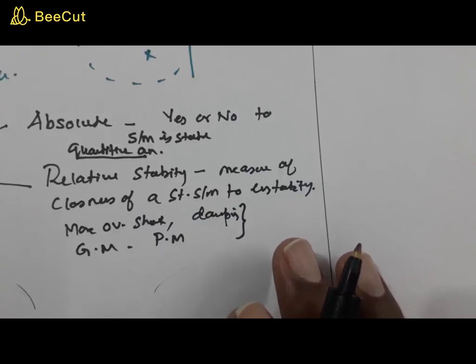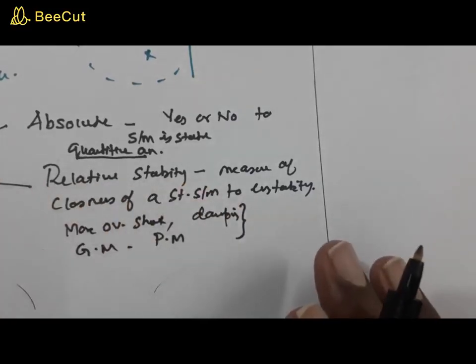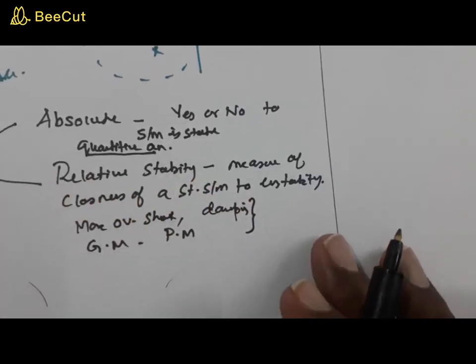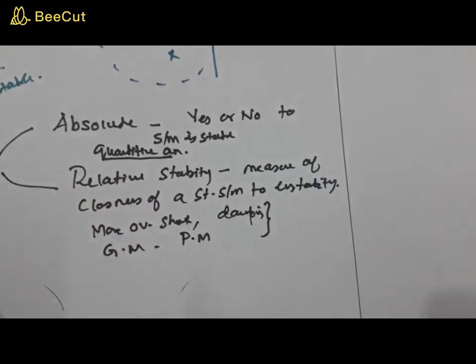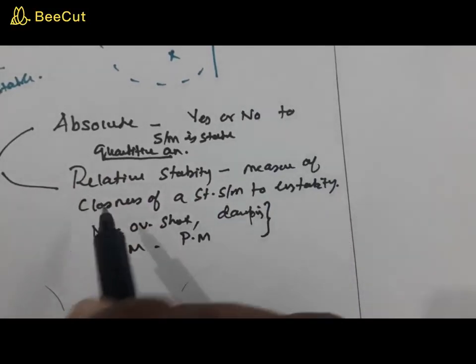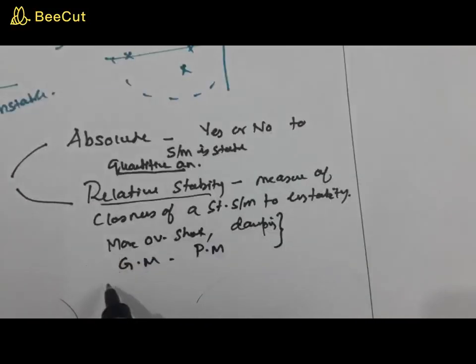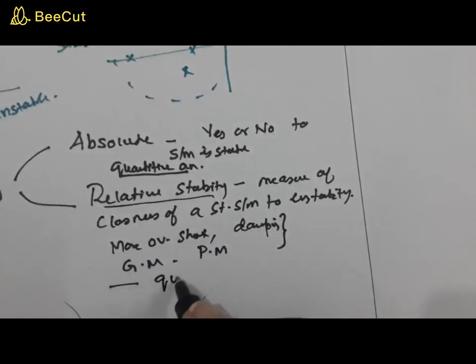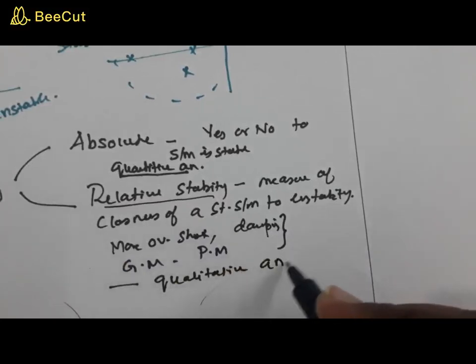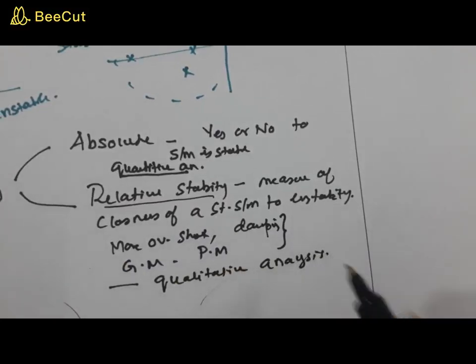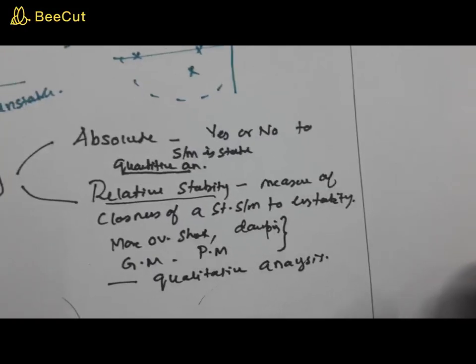Even by using relative stability, you can think of having measures to make an unstable system a stable system. So relative stability is more of a qualitative stability analysis. Hope you understood these two types of stability.